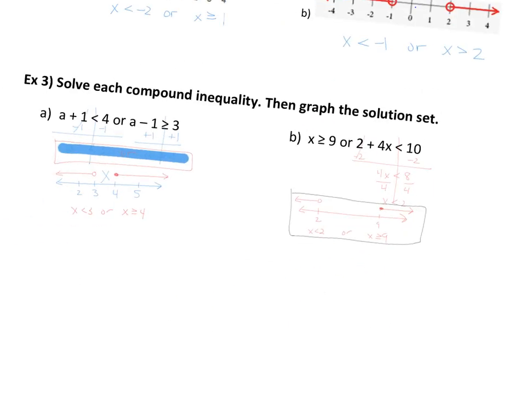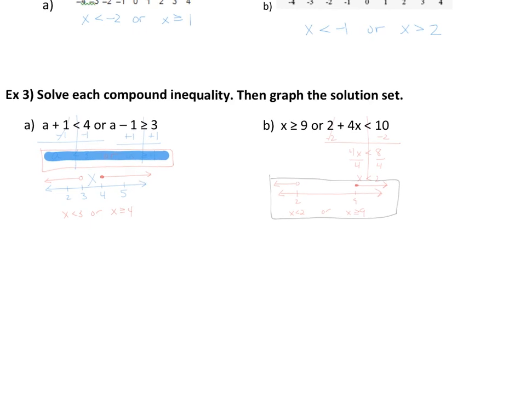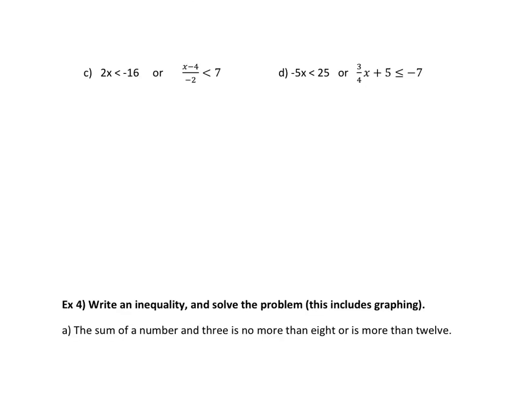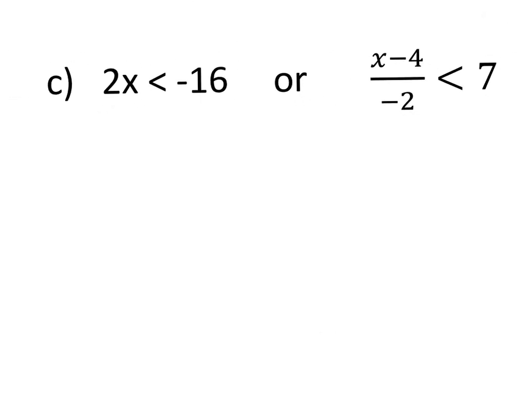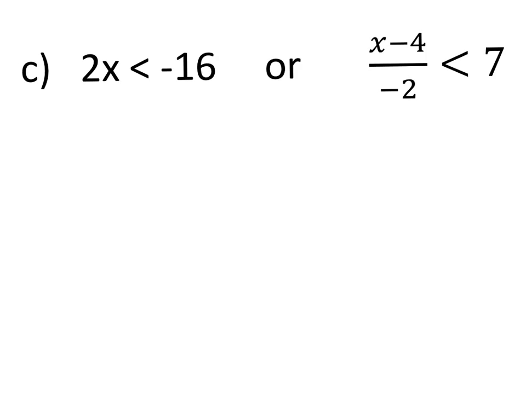Okay. All right, let's go ahead and go to the next page. So we're going to look at this first guy here, our C. We're going to start by dividing by 2. So x will be less than -8.